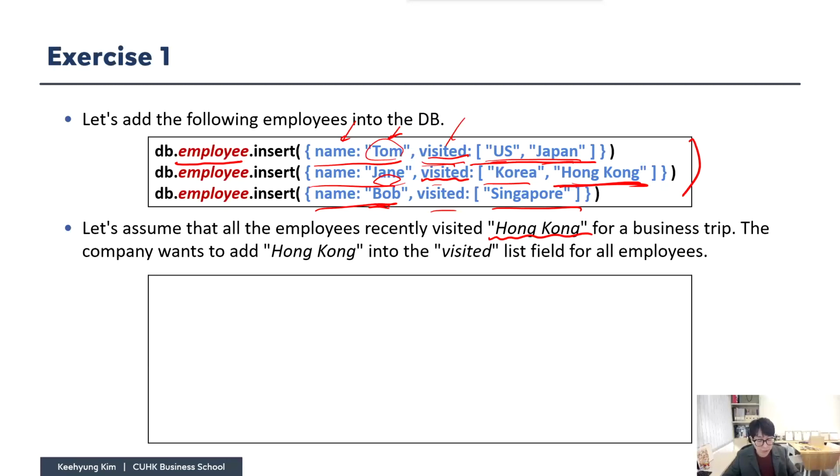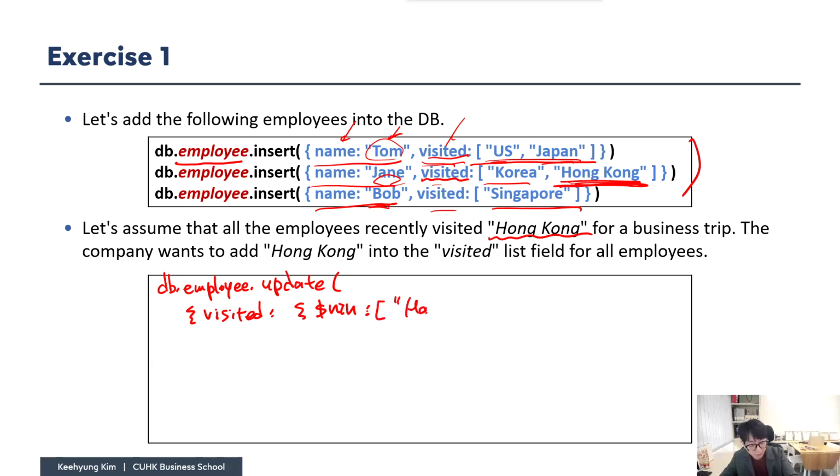So we want to do that by making a query here. What we can do here is this. In this situation, we can use the update query. So db, the employee collection dot update function. First of all, we don't need to update the entire document. We only need to update when there is no Hong Kong in the visited list. So for example, we design a query to check the visited country list, and we use the not in operator to make sure that the visited list doesn't contain Hong Kong.